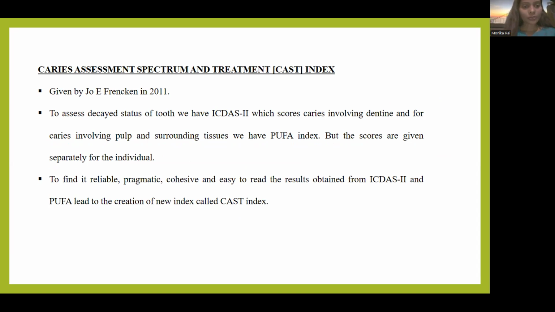Next, the Caries Assessment Spectrum and Treatment index, CAST, given by Jo E. Frencken in 2011 to assess decay status of teeth. We have ICDAS-II score for caries involving dentine, and for caries involving pulp and surrounding tissues, we have the PUFA index, but the scores are given separately for the individual. To make it reliable, pragmatic, cohesive, and easy to read, the results obtained for ICDAS-II and PUFA led to the creation of the new index called the CAST index.